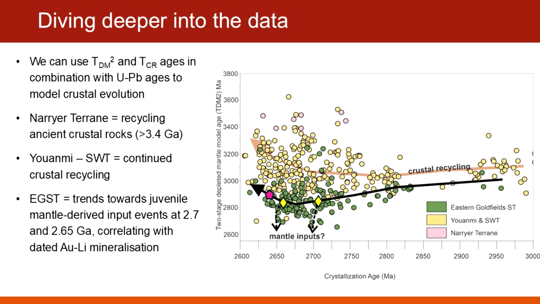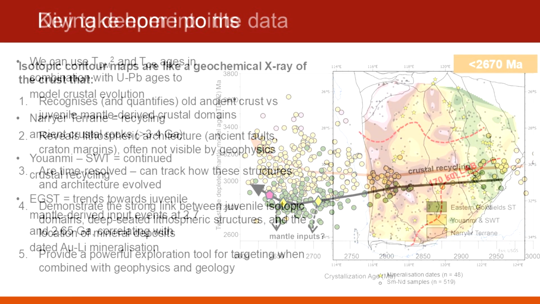So we're trending towards more juvenile mantle-derived input events rather than crustal recycling, and then once that 2.65 happens and we head towards cratonization, we do start to do just crustal recycling. There are no more mantle inputs that are observed, at least in that data set.